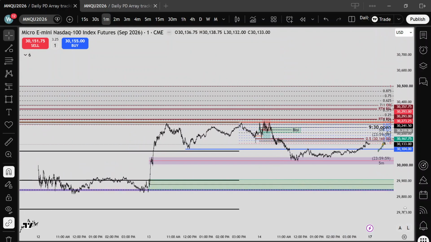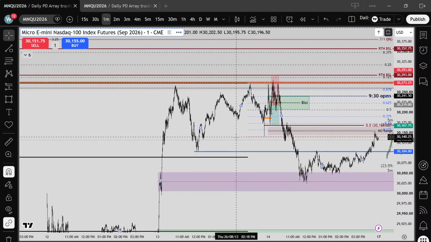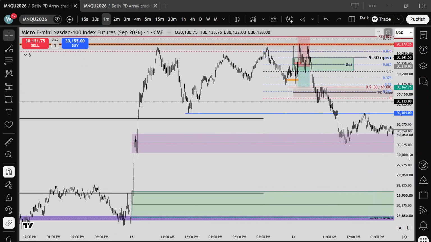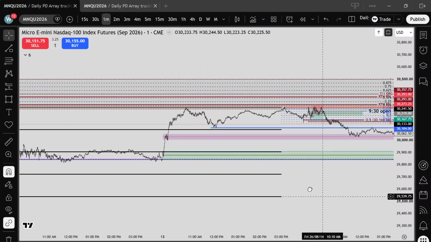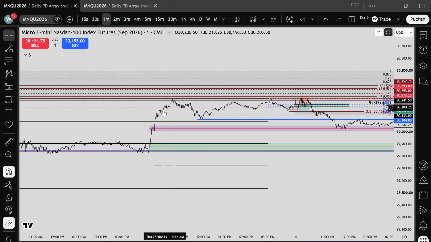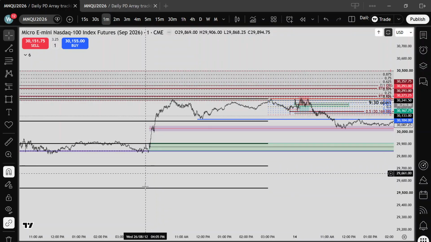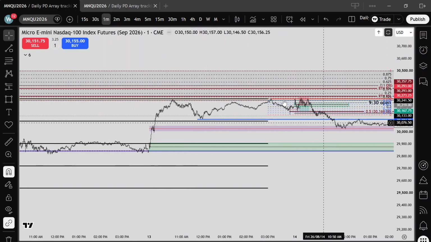From a weekly perspective, regular trading hours, 1 minute chart. Here's my high, upper quadrant, equilibrium, lower quadrant. So I'm really, really expecting it to go down here.